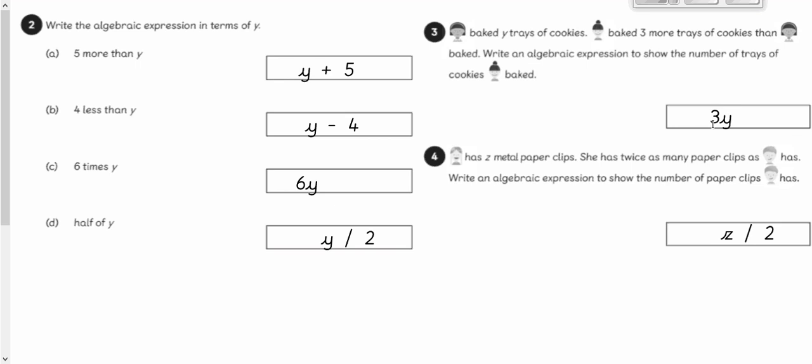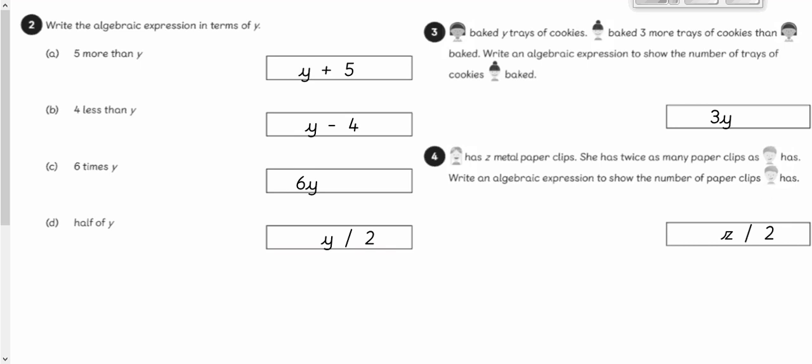So it's 3y. This one here, this girl has z metal paper clips. She's got twice the amount of paper clips. She's got more. We want to find out how many the boy has. So she's got twice the amount, so we want to cut her amount in half. So it's z divided by 2. Well done on that one.